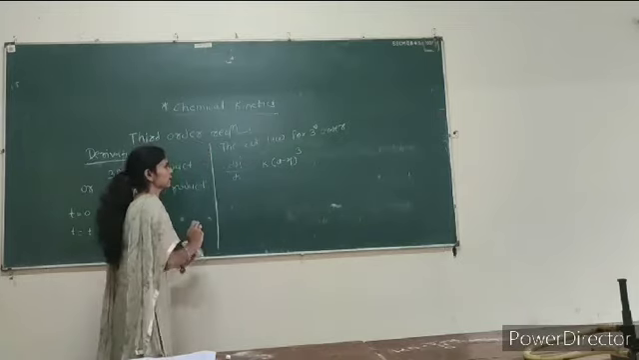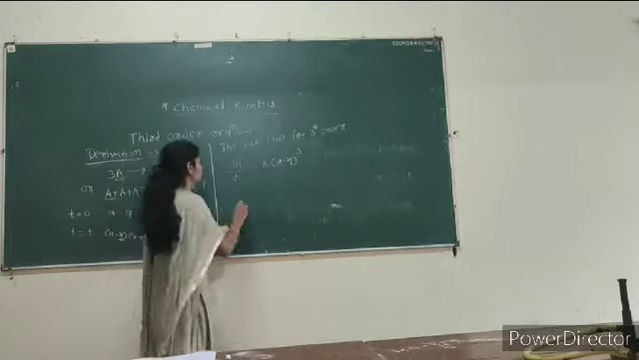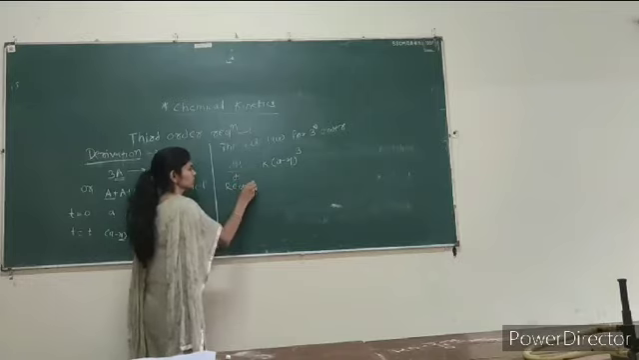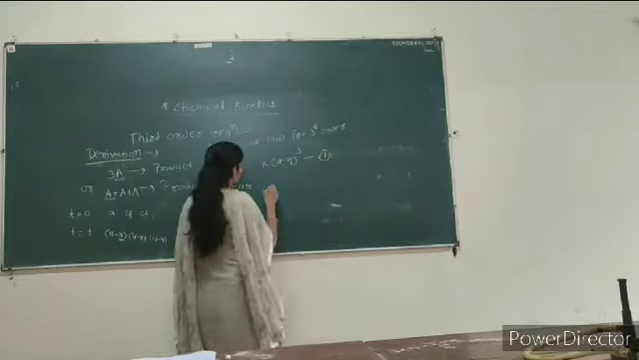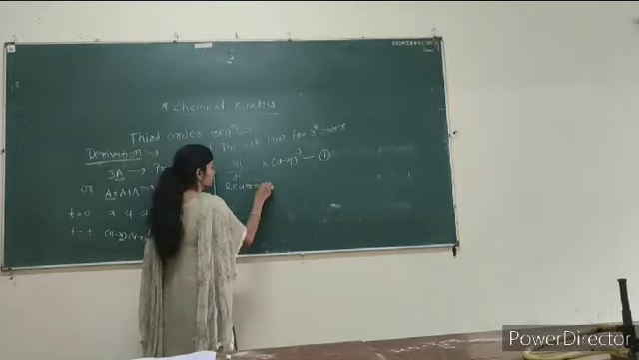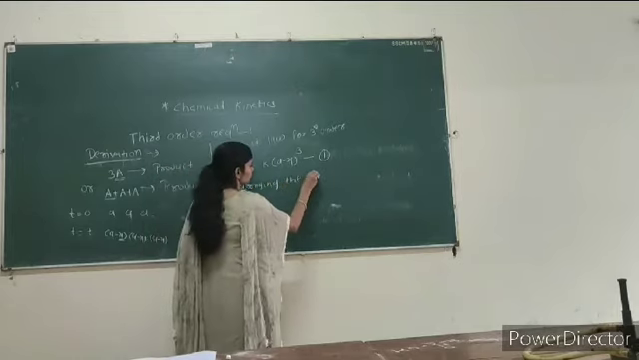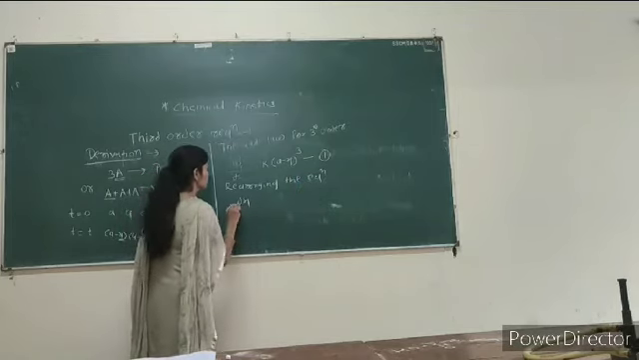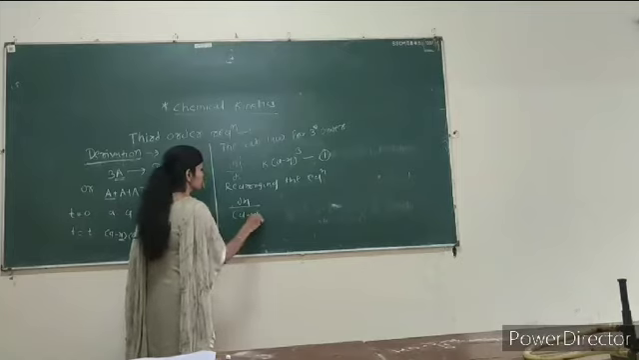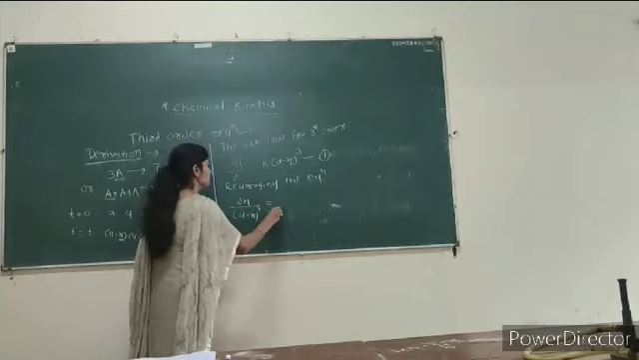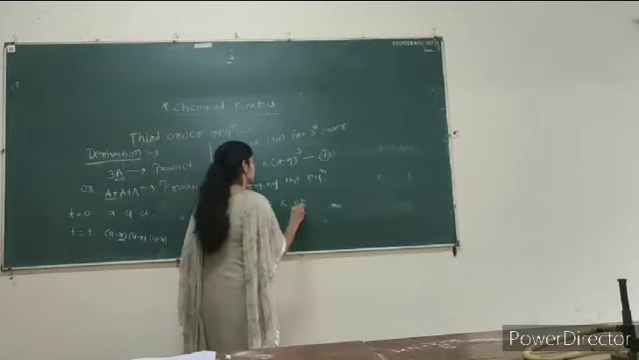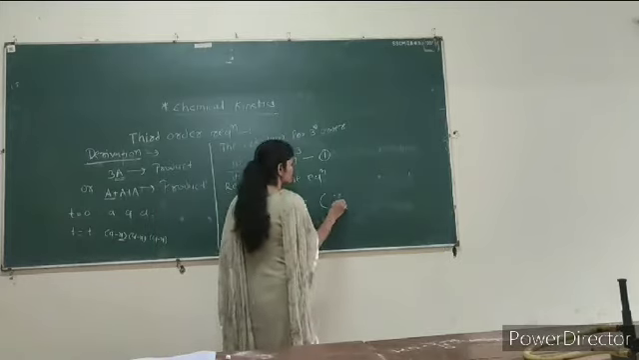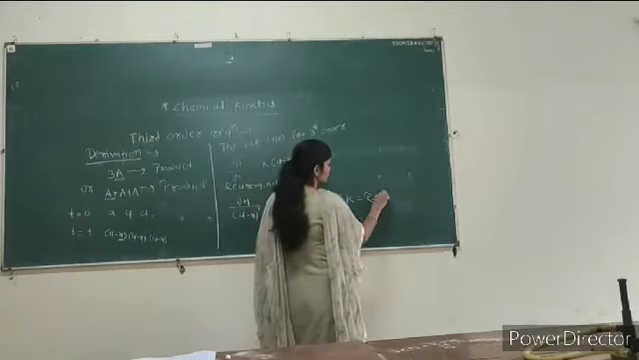Rearranging the above equation, this is equation number 1. Rearranging, that is dx upon (a minus x) cube is equal to k into dt. What is k? k is the rate constant.